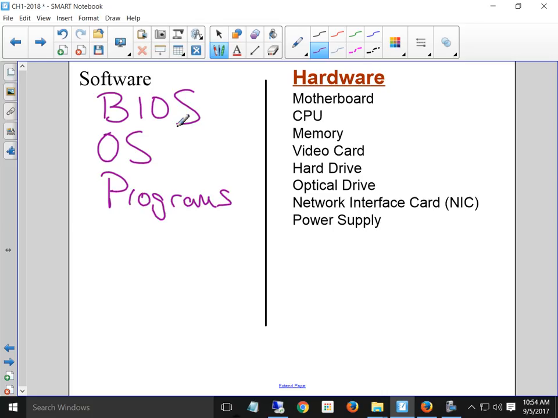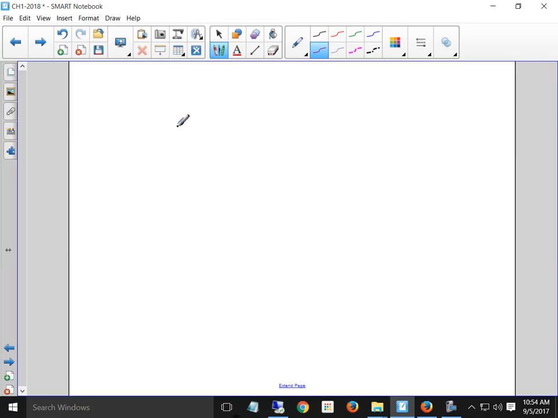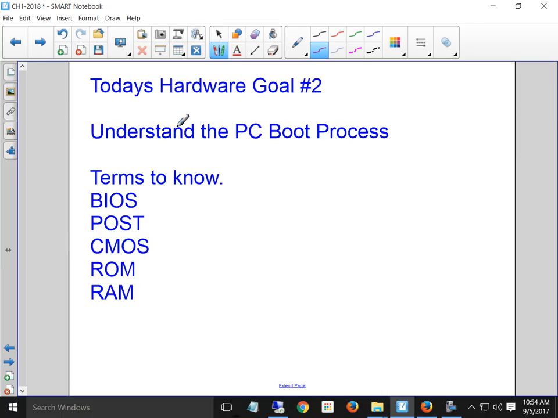We're going to talk about how a computer boots, which is the objective of today, understanding the PC boot process. Why is it important just to understand what it's doing when it boots? Why does it matter? What Jesse said is so we can understand what's going on and understand the diagnostics. If we don't understand what's happening when it boots, we're not going to understand what's broken.